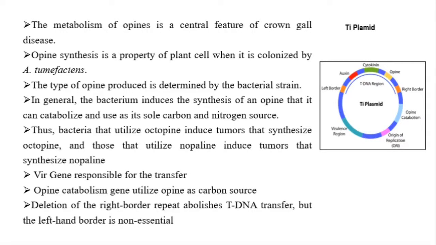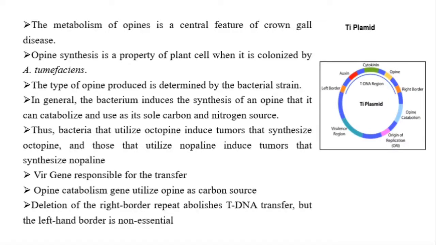If a bacterium causes synthesis of octopine in a plant cell, it will use that octopine as a sole carbon and nitrogen source. And if it causes production of nopaline in the plant cell, the bacterium will catabolize and use this nopaline as a sole carbon and nitrogen source. Okay, this is about the opine.